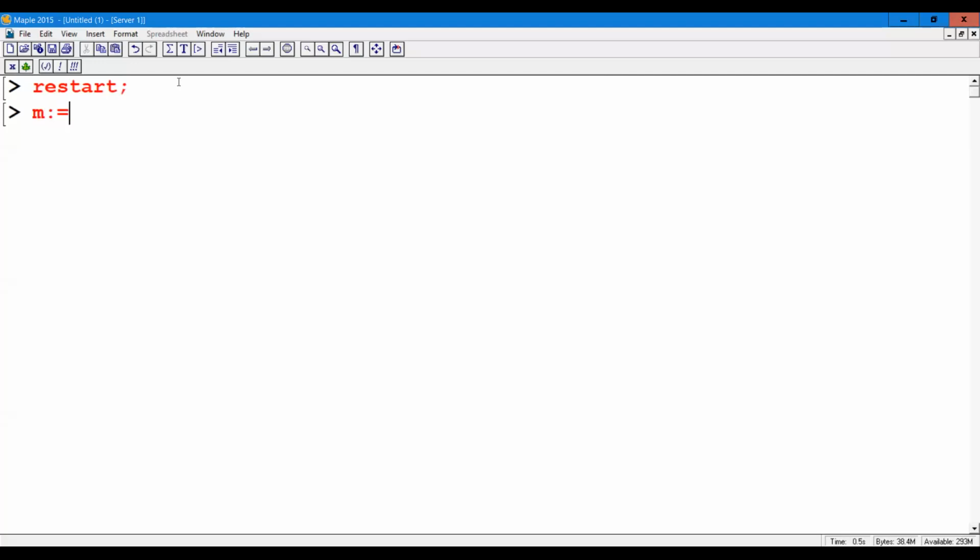Okay, so we have an equation. The mass is equal to 2000. The stiffness of the spring is equal to 40,000, and the coefficient of the damper is 20,000. So this is the characteristic of our system.